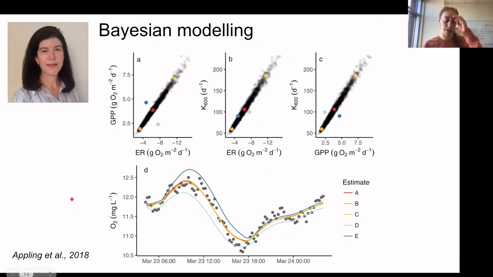The other thing that we can do is we can get really fancy with statistics. So this is some work by Alison Appling, where she uses Bayesian modeling, and this is really at the forefront of measuring our K values.